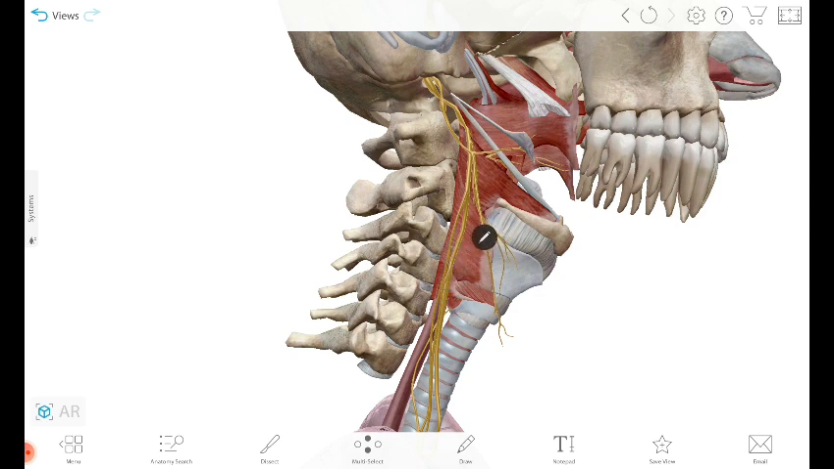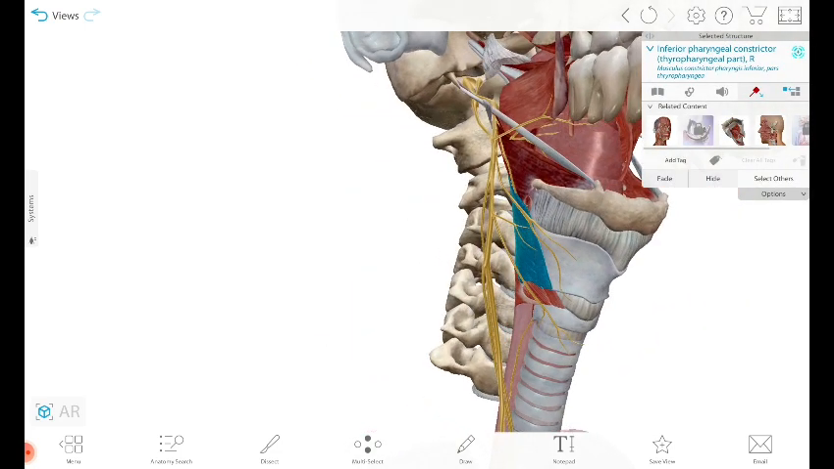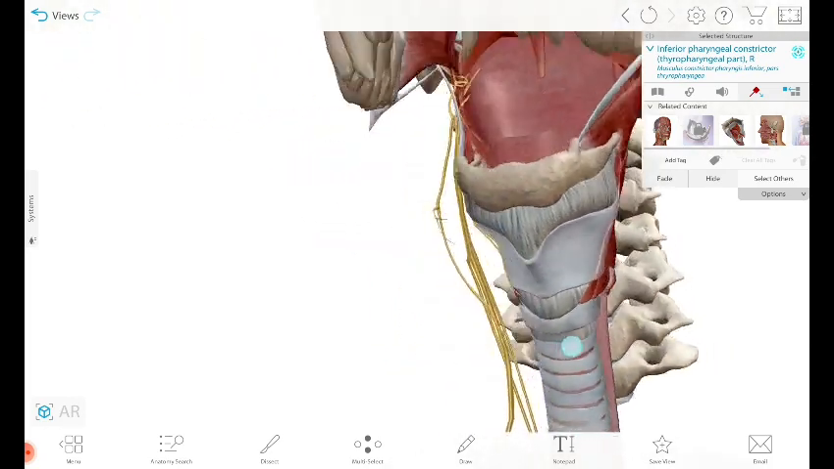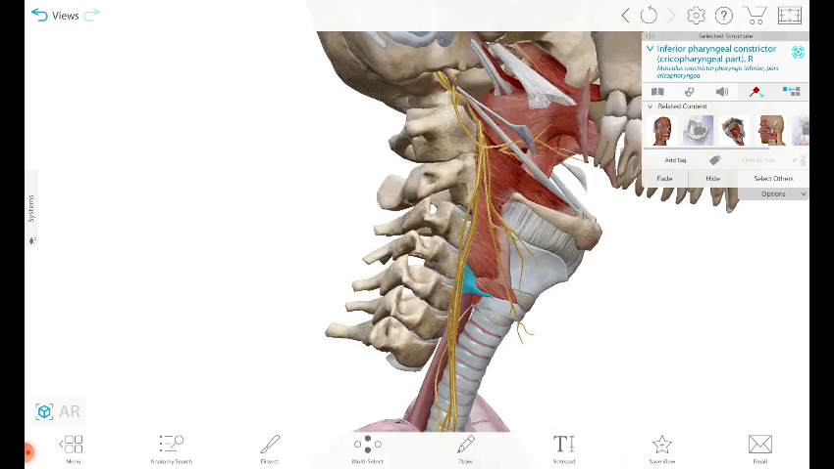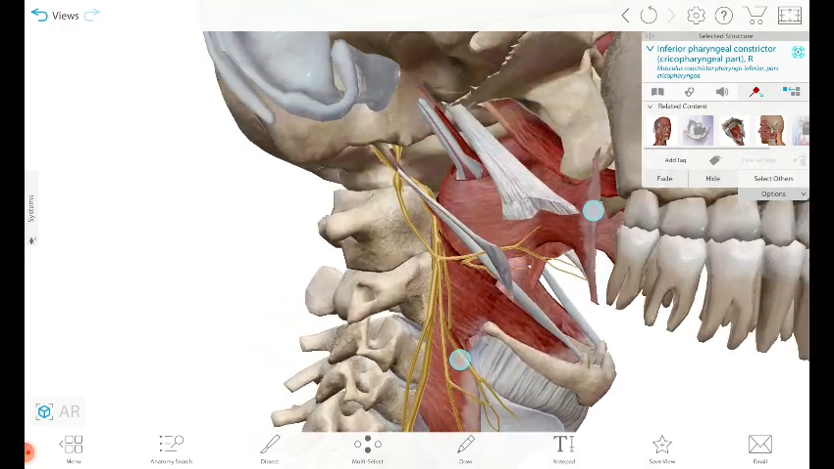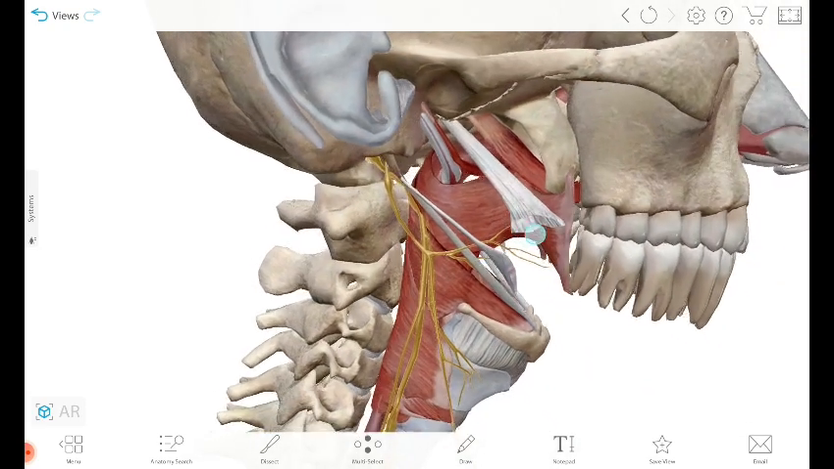Now the inferior constrictor has got two parts. One is the thyropharyngeus, called so because it is attached to the thyroid cartilage over here, and the other is cricopharyngeus, called so because it is attached to the cricoid cartilage over here. So as you can see, this is the thyropharyngeus muscle attached to the thyroid cartilage, and this here is the cricopharyngeus muscle attached to the cricoid cartilage. Now we will see the longitudinal muscles forming the pharynx.